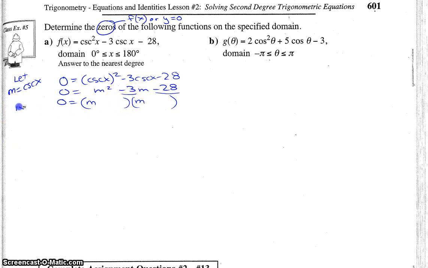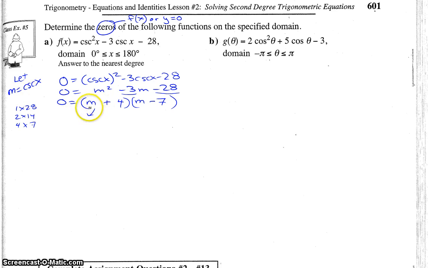So numbers that multiply to 28, let's be methodical if you can't think of it right away. 1 times 28, 2 times 14, 3 doesn't go in, 4 times 7, there we go. So 4 and 7 have a difference of 3. That will give us the middle number. We need opposite signs, so we want 3 to be negative, so negative 7, positive 4.